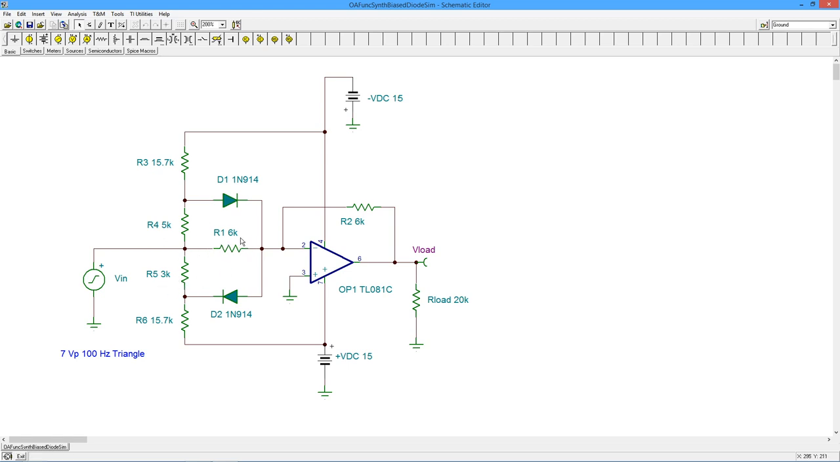So we'll have 3K in parallel with 6K, in other words, 2K, and the gain will pop up to 6K over the 2K, right? Now, on the other polarity, when the signal swings the other way, when does this thing turn on? Well, it's basically just a flip. The same sort of thing is going to happen.